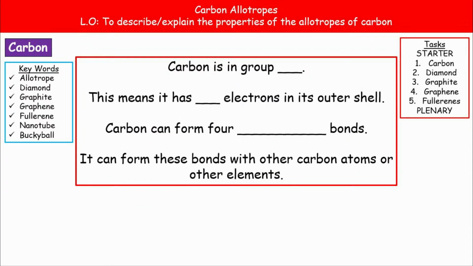Let's start off with some basics about carbon then. So what we've got are 4 sentences on the screen. You need to write down these 4 sentences and have a go at filling in the blanks, and I'd suggest you look at a periodic table to help you out with this. So 4 sentences in your book, fill in the blanks as best you can, and we'll go through these. So I'm going to give you about 3 minutes to do this.